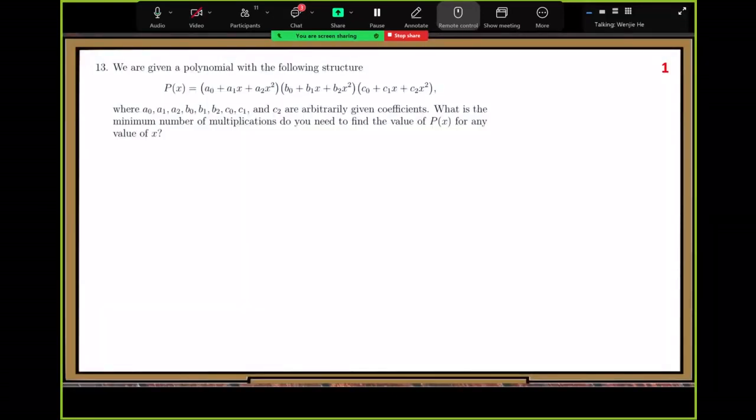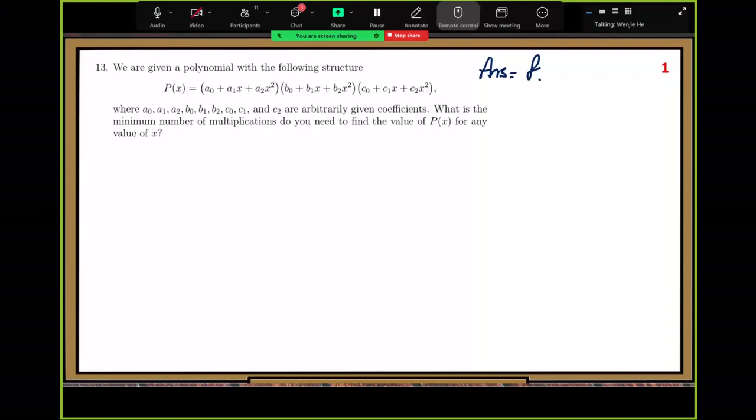The first question, number 13, the answer is 8. 8 multiplications. Not many students got this one. Most students got much more than this number, but a few students got 6. All right, so let me explain how to solve it.